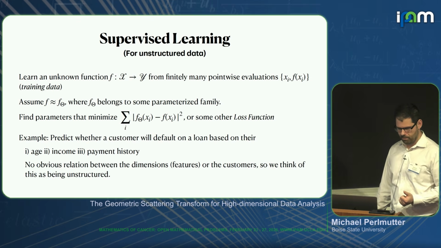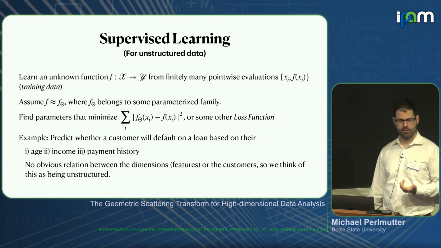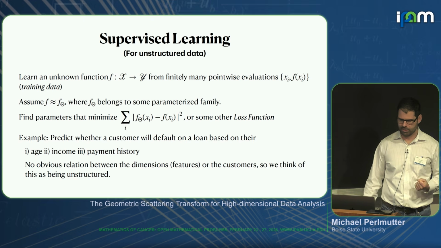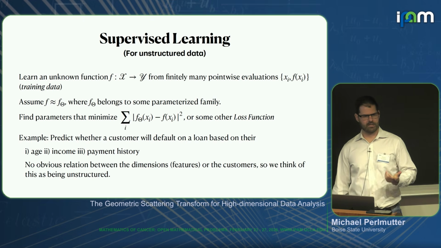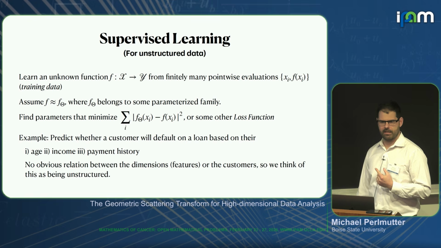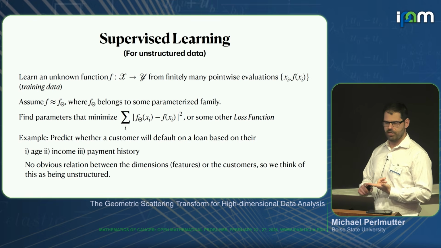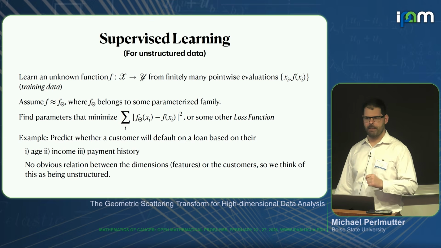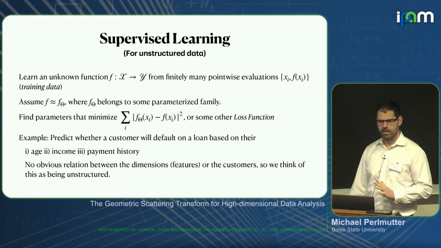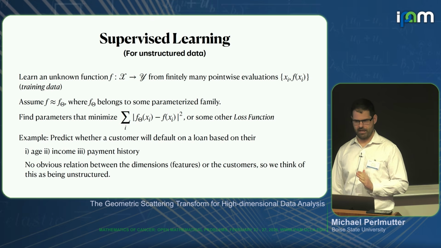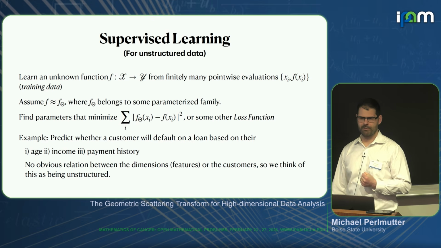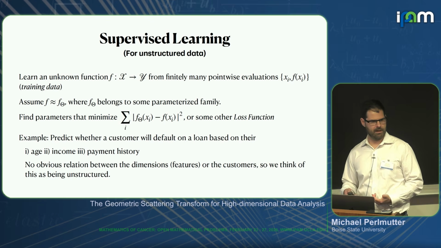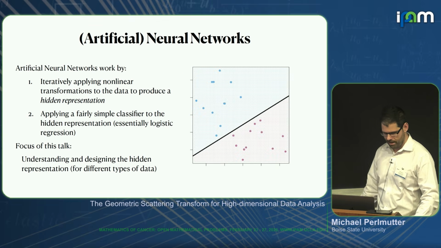A motivational example is to predict whether or not a customer will default on their loan based on, say, their age, their income, and their payment history. And this is a kind of classical example in machine learning, but what I want to highlight here is that there's no obvious relationship between these three dimensions of data, the three features, or between the people in the data set in a classical sense. So I'm going to think about this as unstructured data, which, as a preview, in the biological data sets, we're assuming there is some sort of relationship between the features that you're measuring, which is the compare-contrast.